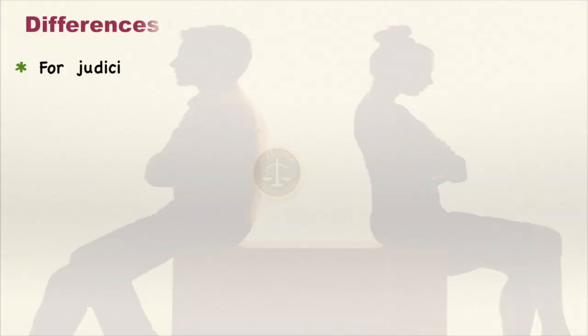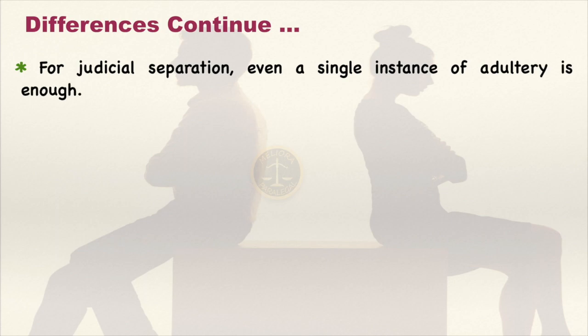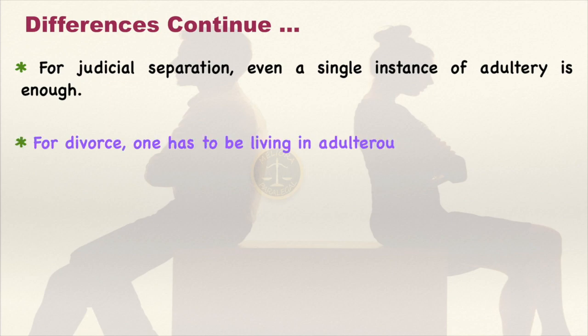Next, for judicial separation, even a single instance of adultery is enough. So if you are caught even once doing something wrong, the court may award a judicial separation decree. However, for divorce, one has to be living in an adulterous relationship. So in this case, it has to be for a longer duration.